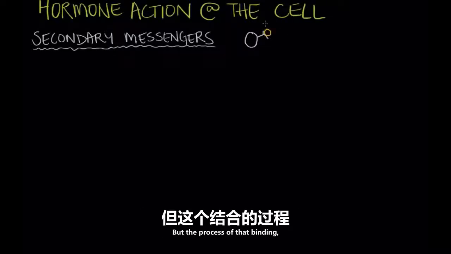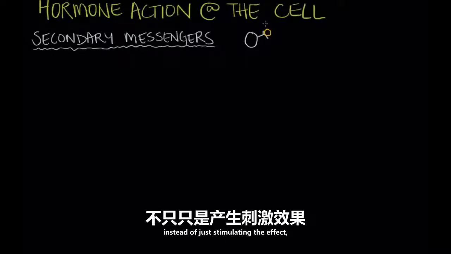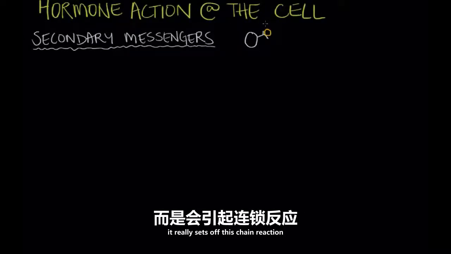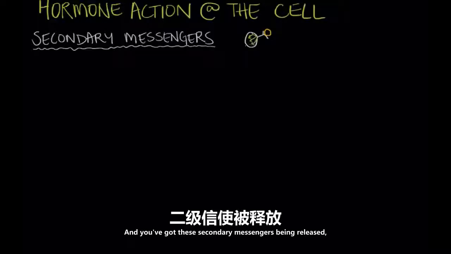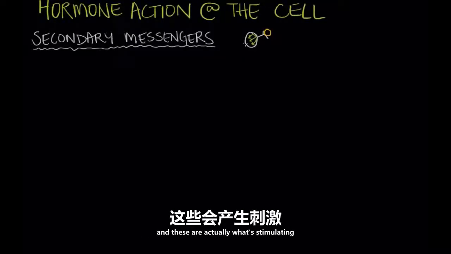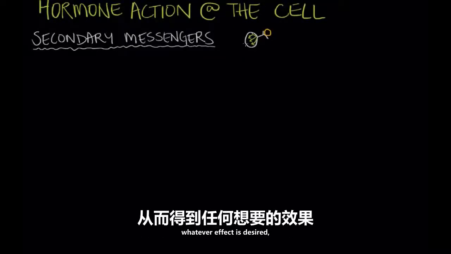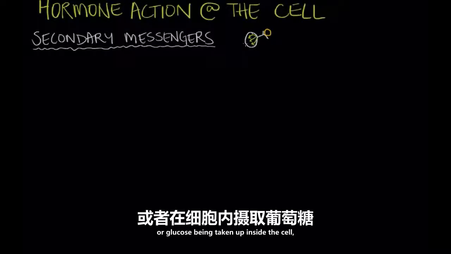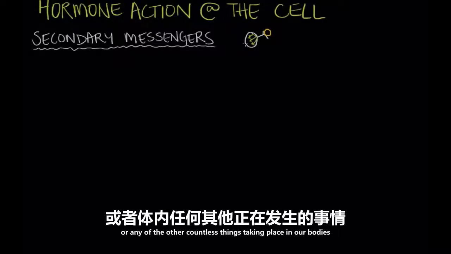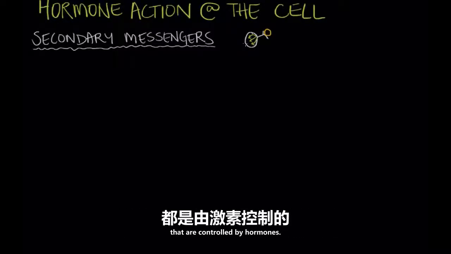But the process of that binding, instead of just stimulating the effect, really sets off this chain reaction that leads to secondary messengers inside the cell being released. So let me draw those. And you've got these secondary messengers being released, and these are actually what's stimulating whatever effect is desired, whether that may be insulin being released or glucose being taken up inside the cell, or any of the other countless things taking place in our bodies that are controlled by hormones.